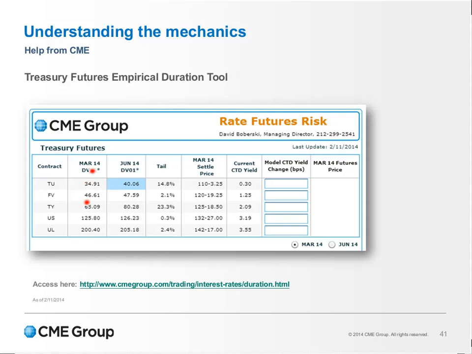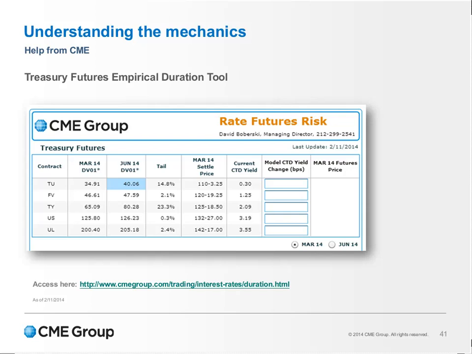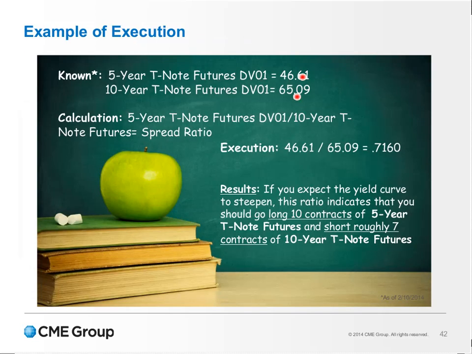Once we have the dollar value of 1 basis point, we can then figure out what our spread ratio is. We know from our tool that the dollar value of the 5-year currently is 46.61. That's the dollar value of a 1 basis point move in 5-year yield. We can see here 65.09 for the 10-year yield. So if we take those two numbers, we can figure out our spread ratio and how many 5-years to 10-years we should have on. We divide our 5-year dollar value of 1 basis point by our 10-year dollar value of 1 basis point, and we come up with 0.7160.